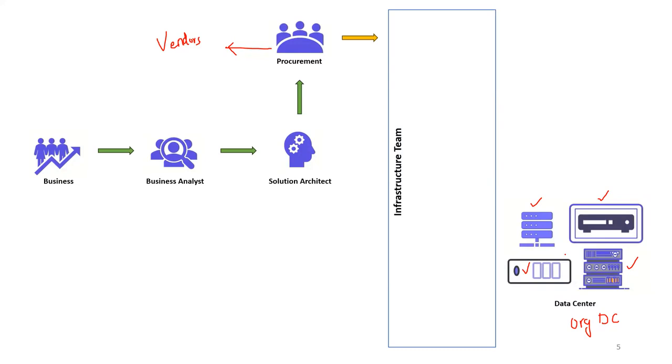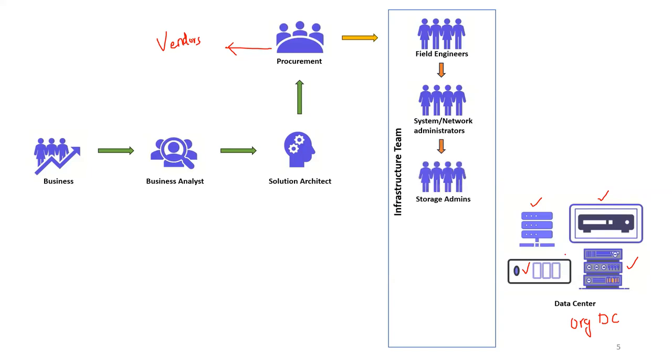Once the entire hardware is received at the data center, the field engineers come into the picture. The field engineers are in charge of the rack and stack of the equipment, and then system admins will take care of the initial system configurations. Network admins will take care of the networking, such as making the system available over the network, and the storage admins will take care of the storage for this application as well as hardware. Backup admins will take care of the backup of your entire resources.